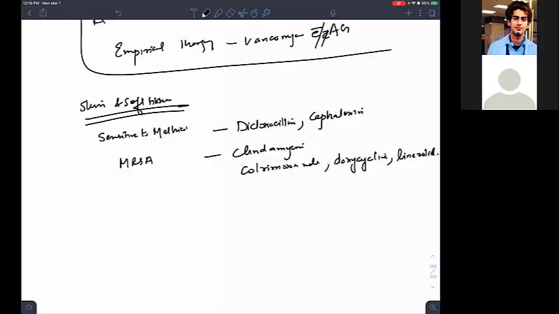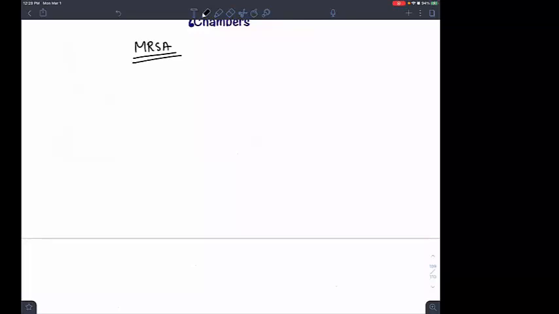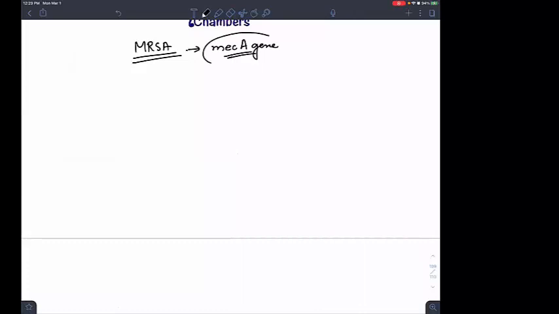So we have a question: what is the difference between community acquired MRSA and hospital associated MRSA? We have MRSA, and we want to talk something about it as we end the topic. The resistance in MRSA is caused by the mecA gene. How is it coded? It is a chromosomally coded gene.